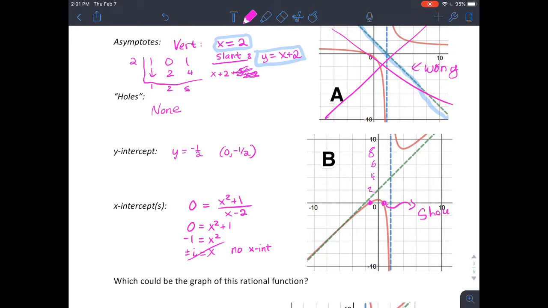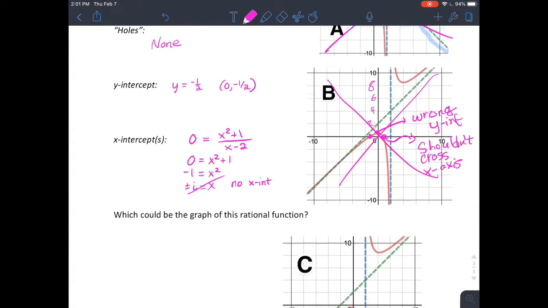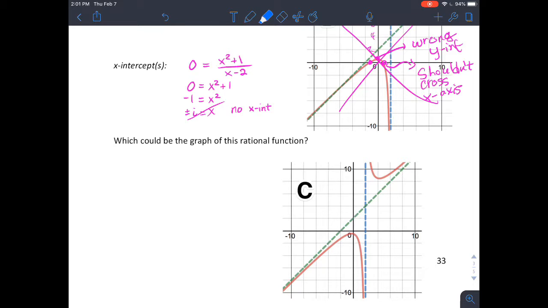Y-intercept and x-intercepts, though, are incorrect. Oops, I wrote should, but it should be shouldn't cross the x-axis. It shouldn't cross the x-axis, and it has a wrong y-intercept, so it can't be graph B.